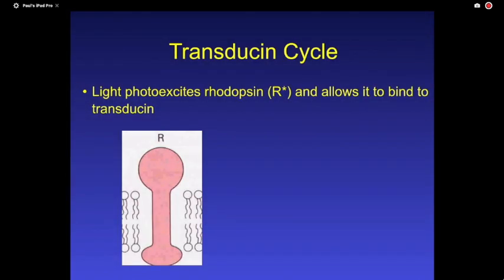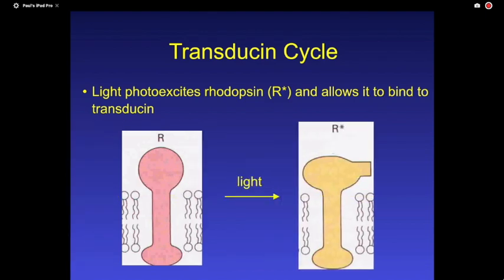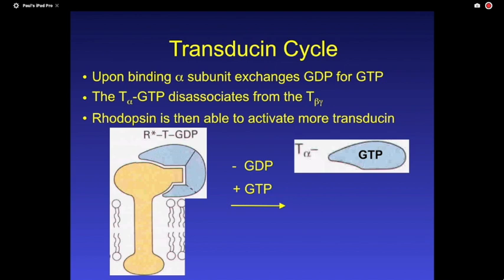So, light will come in, let there be light, and it will cause a conformational change in rhodopsin, and the star means that it is photoexcited, and there is a physical change. That physical change allows the transducin to bind to it and initiate the removal of the beta gamma and the exchange of the diphosphate for the triphosphate.